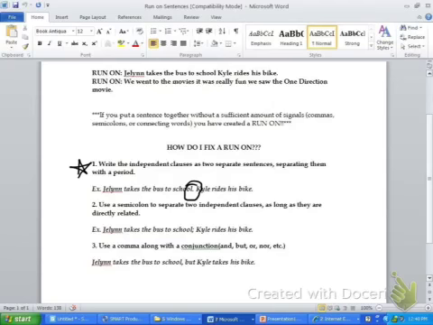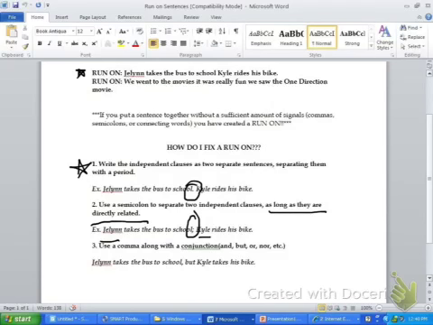Another way we can fix it is by using a semicolon to separate two ideas, but we have to make sure those ideas are directly related. So we wouldn't say something like, I went out to dinner the other night, and then say, I like popcorn. That makes no sense. The sentences are not connected or related. So let's see if we can fix this one using a semicolon. Jalen takes the bus to school; Kyle rides his bike. We're talking about how Jalen gets to school and how Kyle gets to school. So a semicolon is appropriate there.